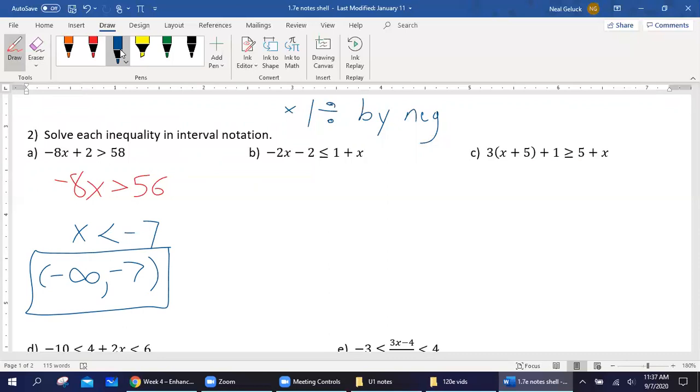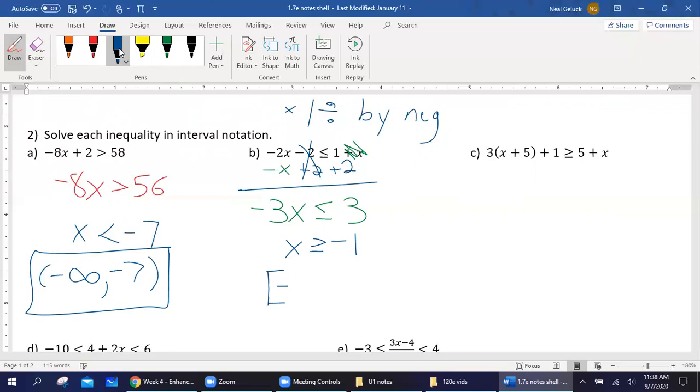For letter B, I've got x's on both sides, so I need to group those together. So I'll subtract the x over here. I'll add 2 over to the other side. So now I've got negative 3x less than or equal to 3. Now I have to divide by a negative. So again, that's going to flip my inequality. I get that x is greater than or equal to negative 1. So that would be bracket negative 1 to infinity.